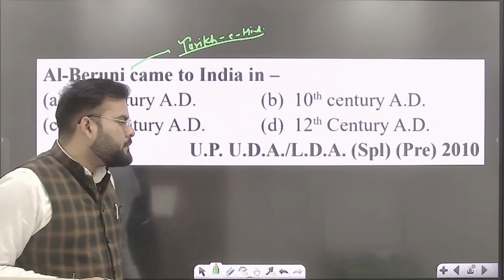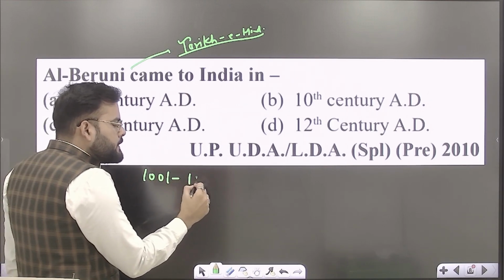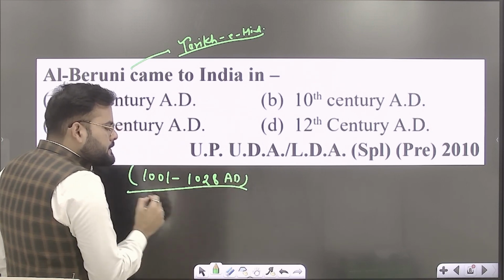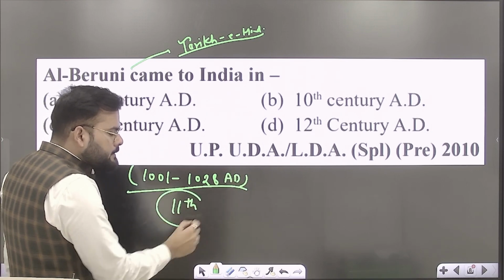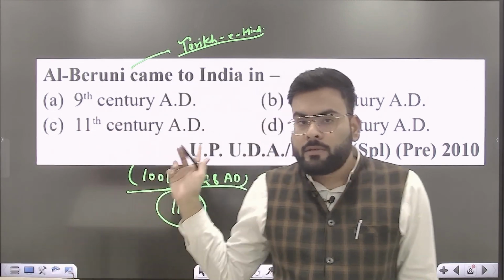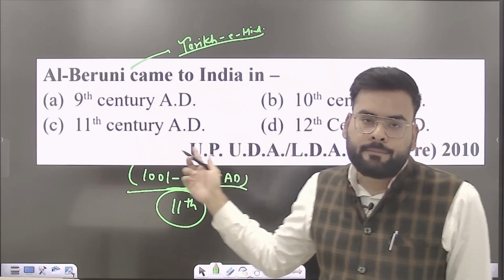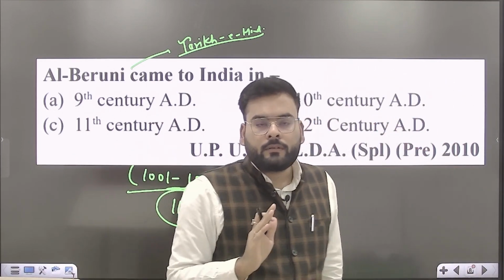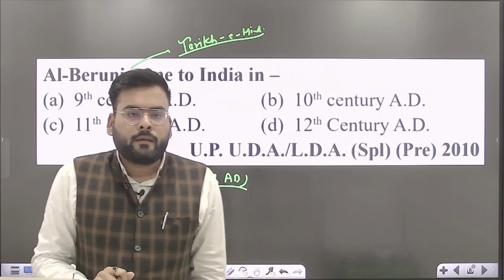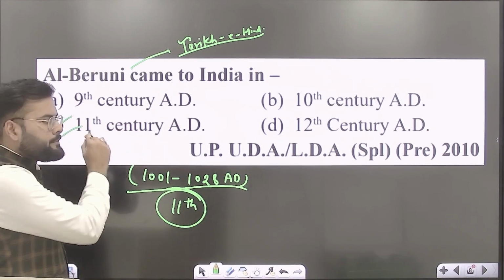And as you can understand, these invasions happened from 1001 to 1028 AD. That means this was which century? Obviously 11th century, right? So if you were thinking that 10th century is the right answer, that is wrong. If you were thinking 9th or 12th century, that is a blunder. This is not wrong. You are not confused. You are completely lost. So the confusion should be between 10th and 11th, and the answer is 11th century.